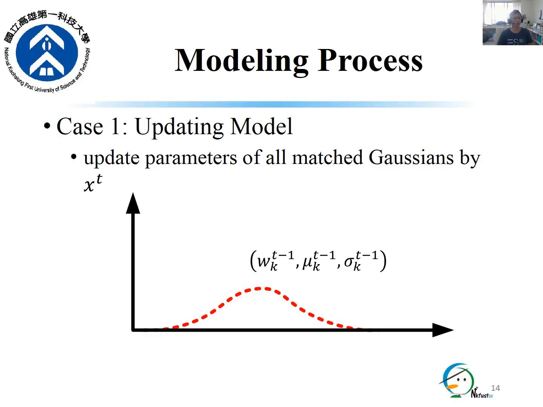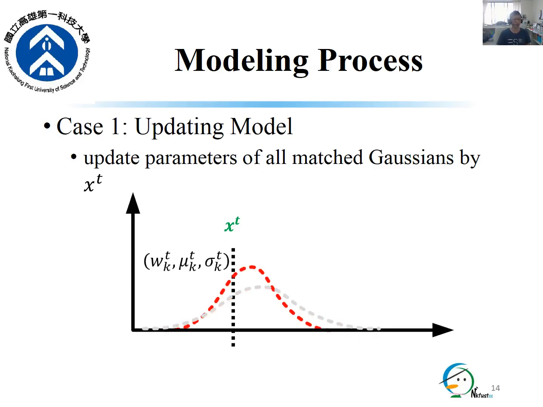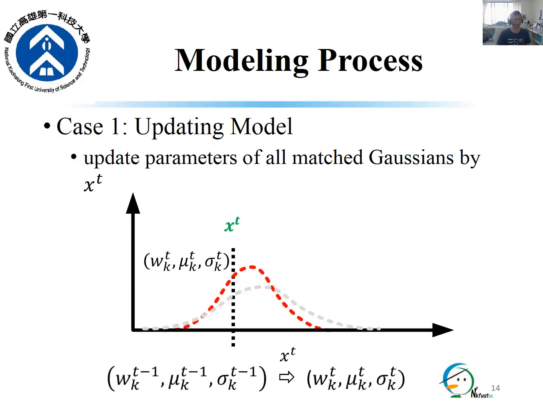In case 1, if at least one Gaussian matches xt, we will update the parameters of all matched Gaussians. For a matched Gaussian, updating it means using xt to adjust its parameters at time t-1, so as to make the updated Gaussian distribution fit xt more closely. The updating flow is shown in this equation. Next, we will talk about the details of how to update the weight, mean, and the standard deviation.